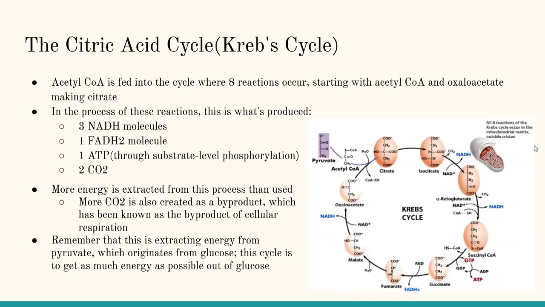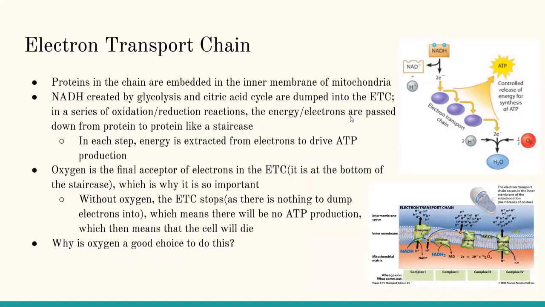And then after this, we have the electron transport chain. There are proteins embedded in the inner membrane of the mitochondria which facilitate the electron transport chain. You see complex 1, complex 2, complex 3, those are the proteins we're talking about. NADH is created by glycolysis and in the citric acid cycle, and they're dumped into the electron transport chain.